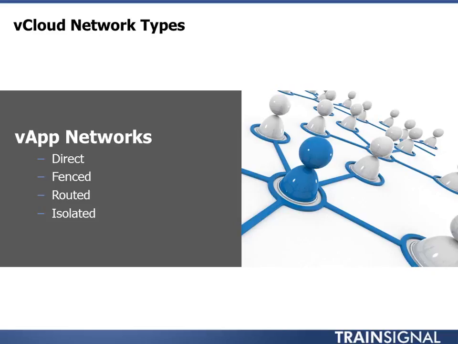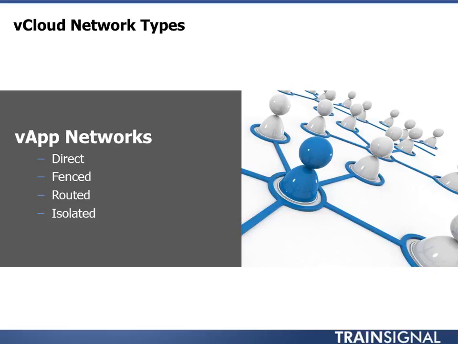Unlike an org network, which is always sitting there and available and ready to go for any vApp that needs it, the vApp network has an on-off switch to it. And it's the most complex of the list because it has 4 different types of operation, different modes of operation. So a real quick rundown on these 4 different types: direct, fenced, routed, and isolated. And I think after you see how these work, the names will really click.